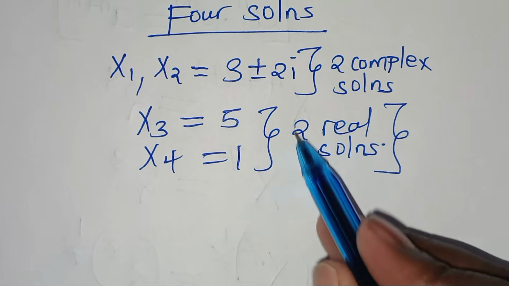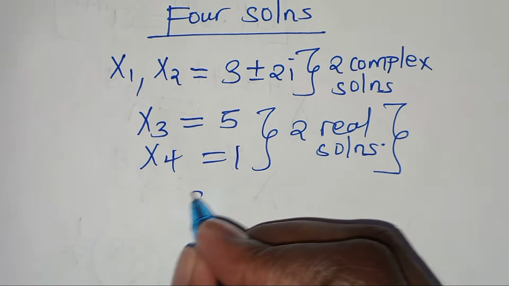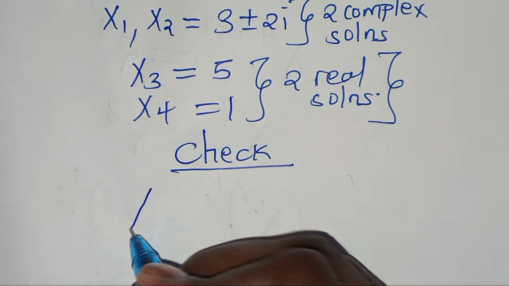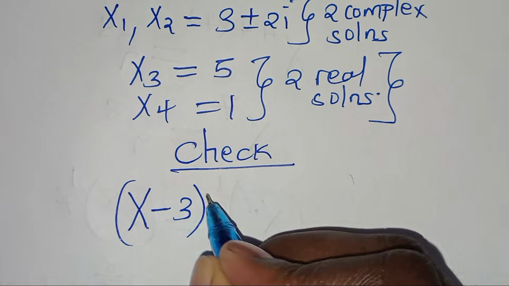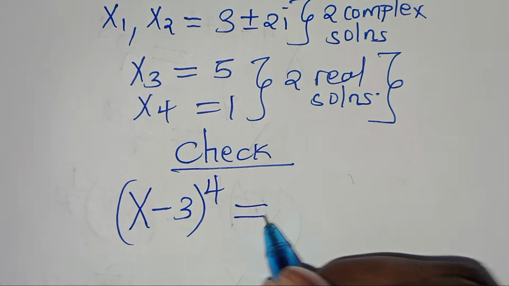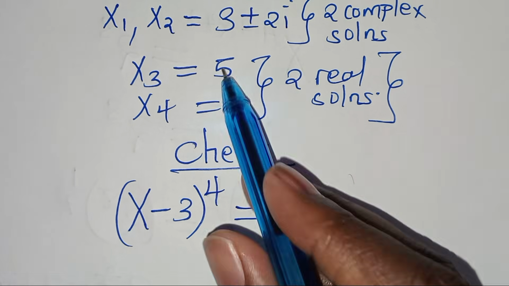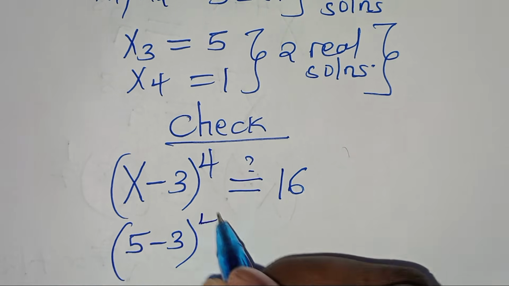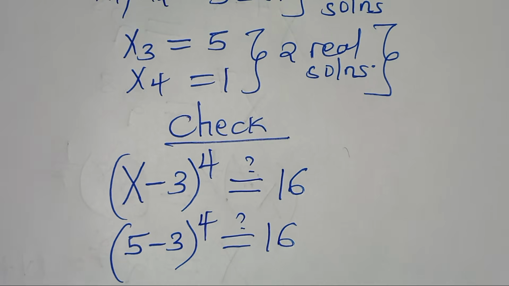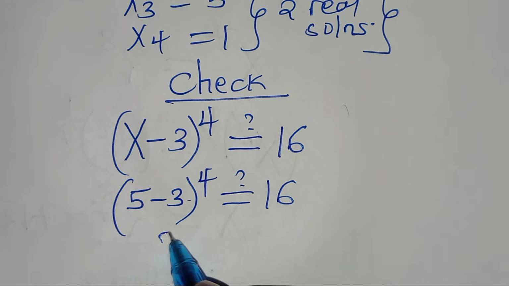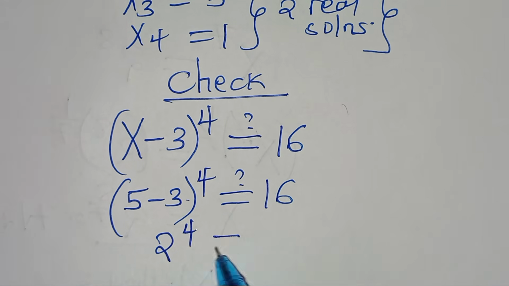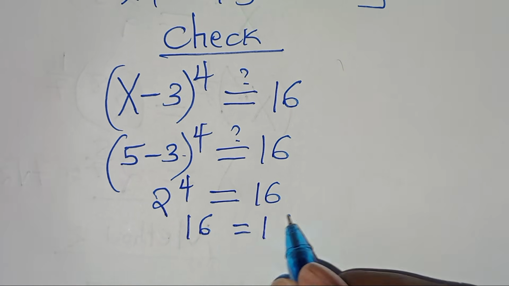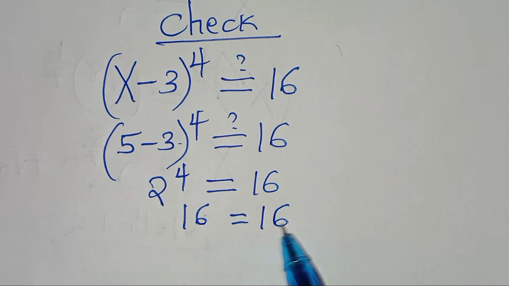Now let's check if these two real solutions satisfy the equation. If you recall, we have x minus 3 raised to the power of 4, which should give us a value of 16. Let's start with 5. So we have 5 minus 3 raised to the power of 4. 5 minus 3 is 2, so we have 2 to the power of 4, which is 16, equal to 16. The left hand side is equal to the right hand side.